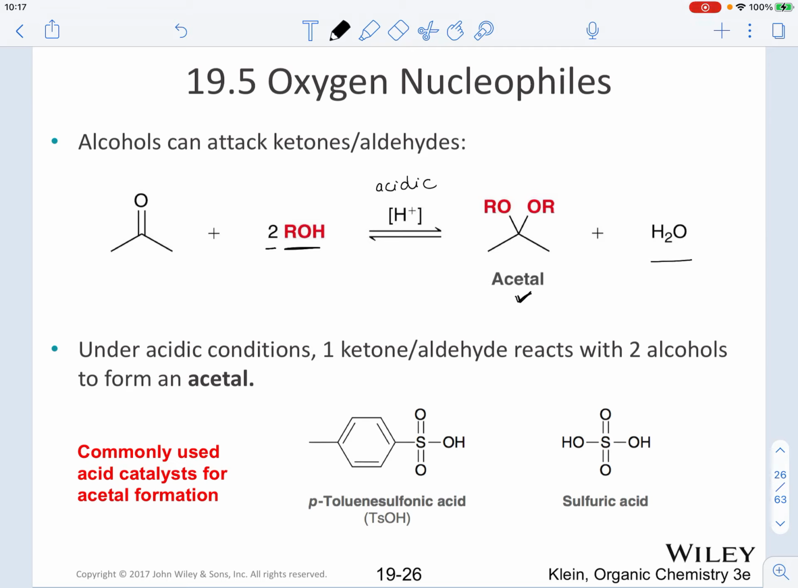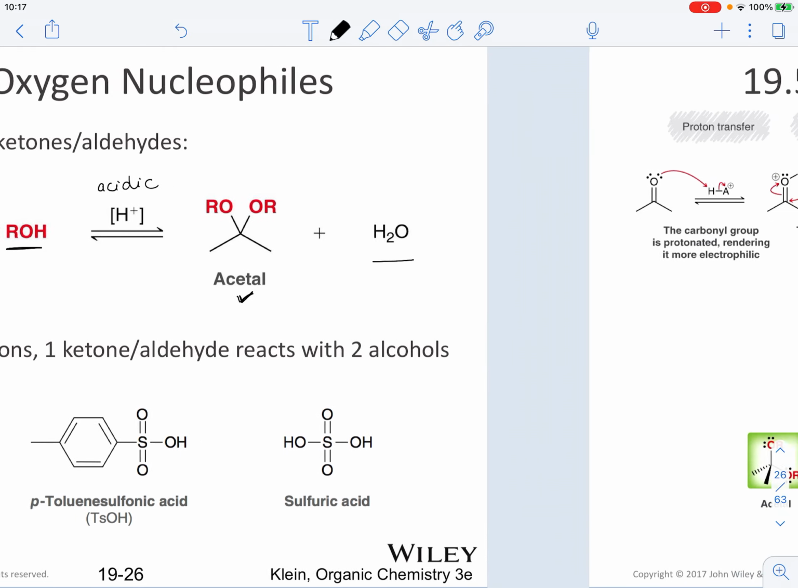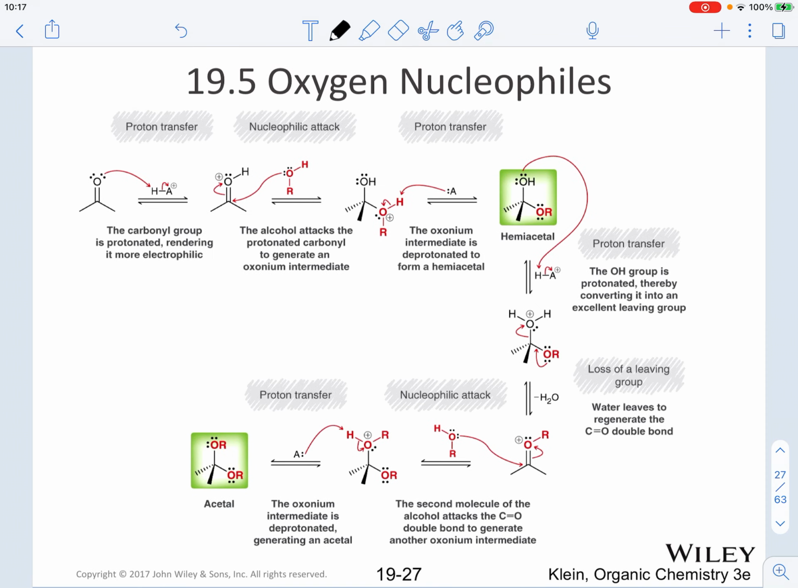In this reaction, we have some commonly used acid catalysts to form the acetal, and they include para-toluene sulfonic acid, or TsOH, or sulfuric acid. Now, the mechanism for this reaction, as you can see, is as follows.